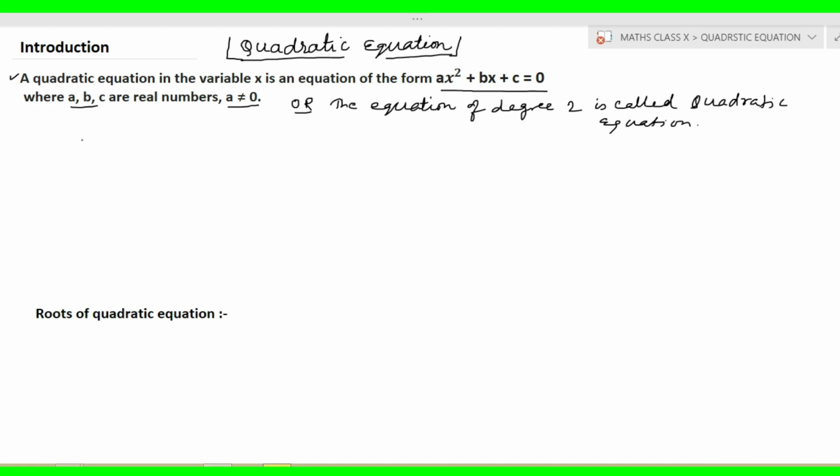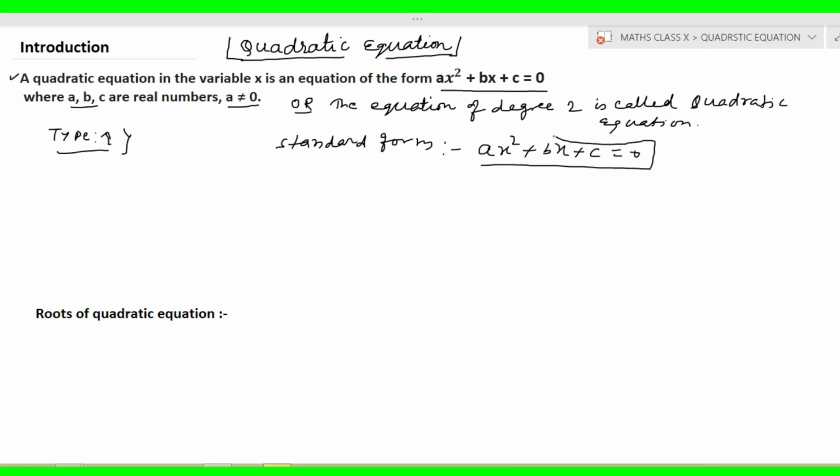So the first type of question you will get here, type 1, is to identify whether the equation is quadratic or not. The standard form of the equation is ax square plus bx plus c equal to 0. Any equation that is in this form, we will say that this is a quadratic equation.